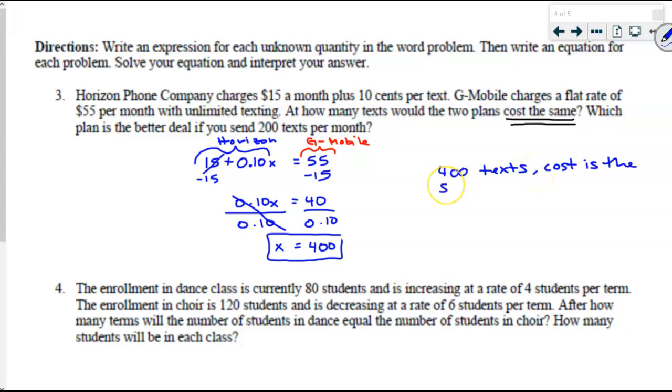Now answer the next part. The next part says, which plan is the better deal if you send 200 texts per month? Which plan is going to be the better deal if you send 200 texts per month? I need to see more hands. It's these same students who are getting citizenship boosts. Luke. It's right there, right on your paper. How do you know?